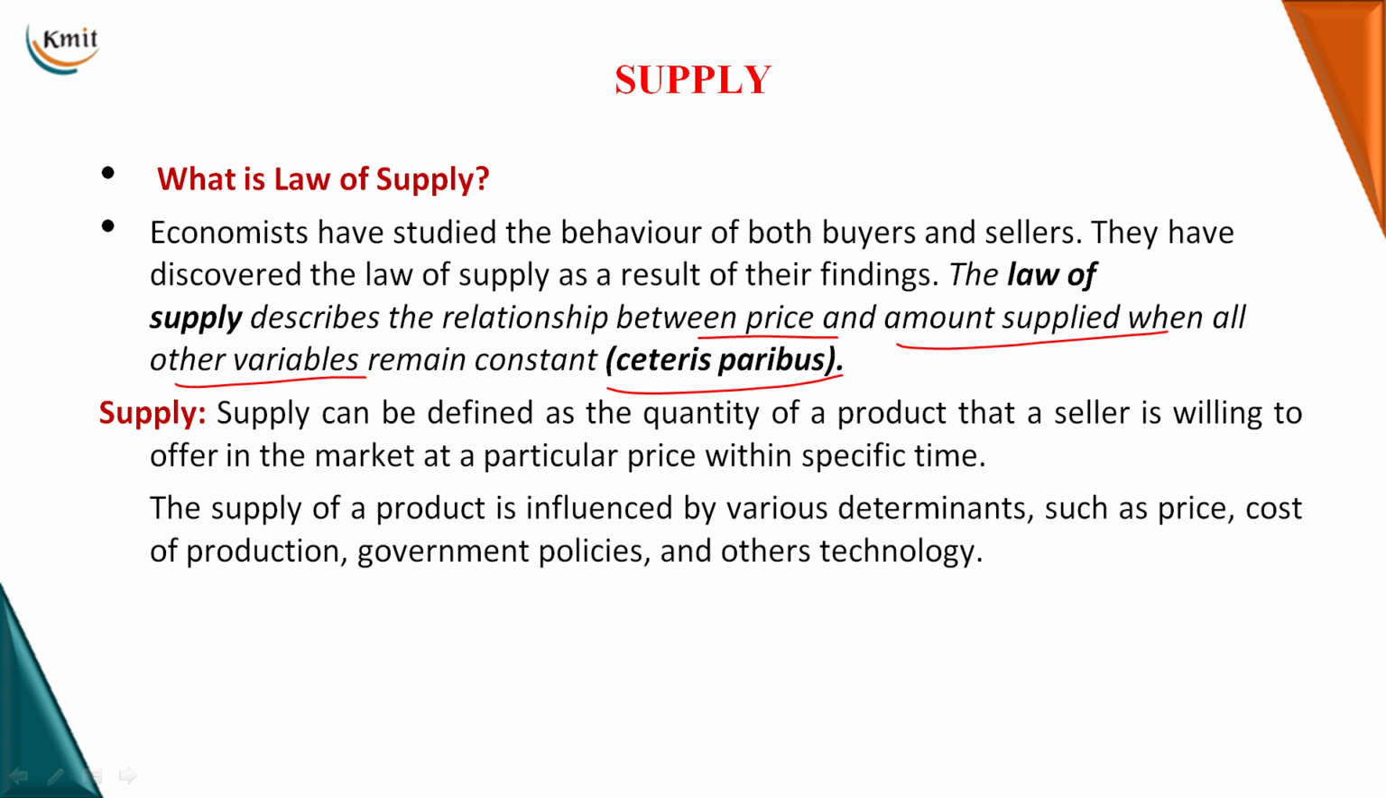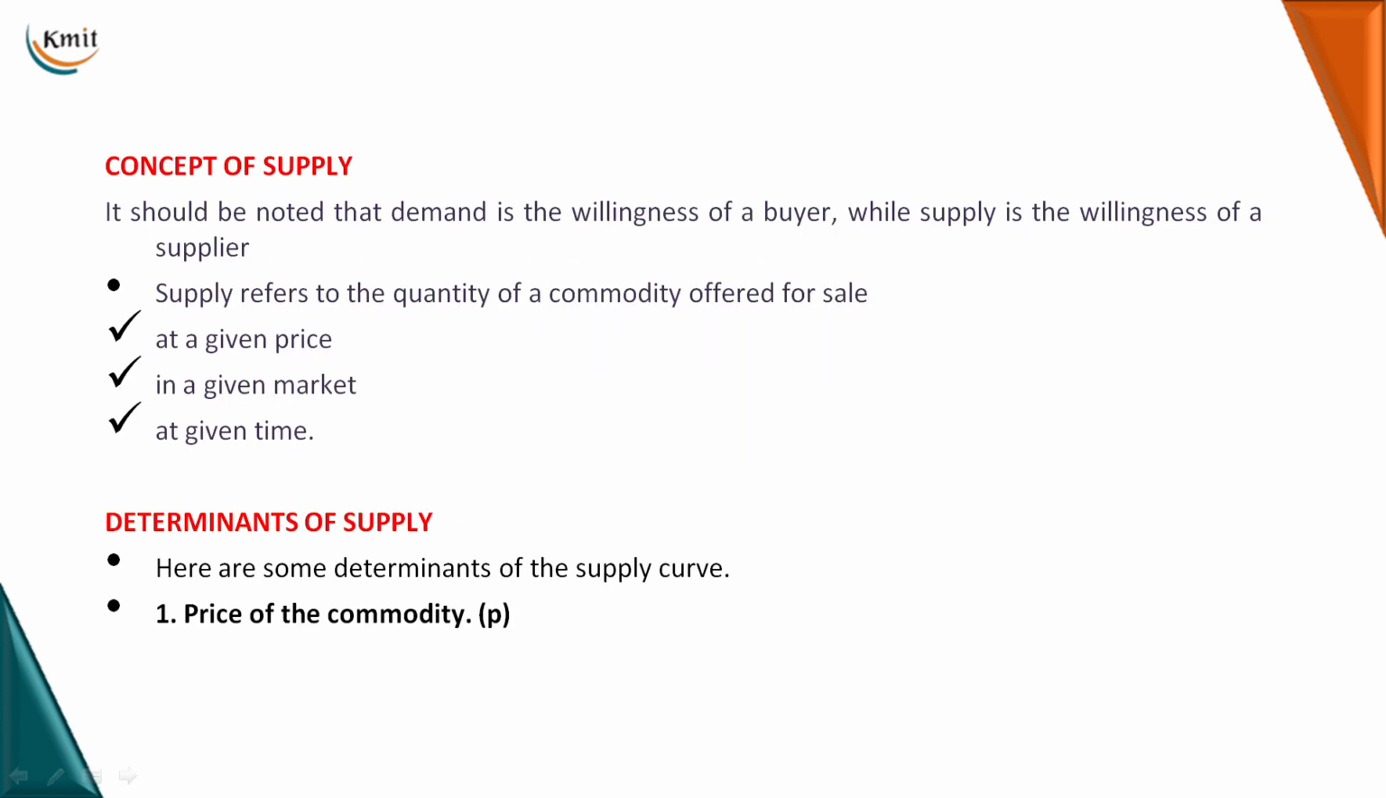Supply can be defined as the quantity of a product that a seller is willing to offer in the market at a particular price within a specific time. The supply of a product is influenced by various determinants such as price, cost of production, government policies and other technological aspects.